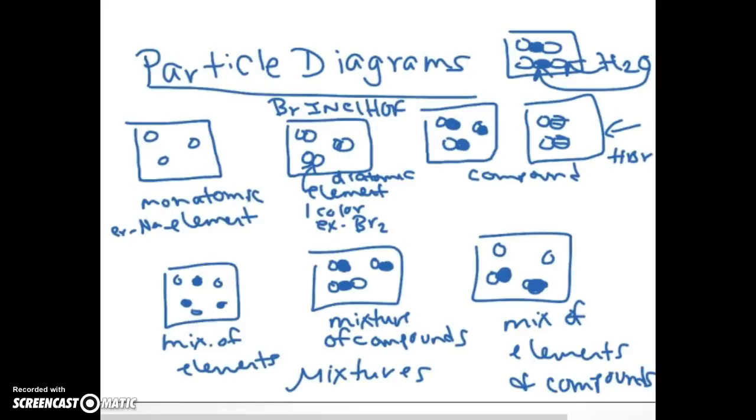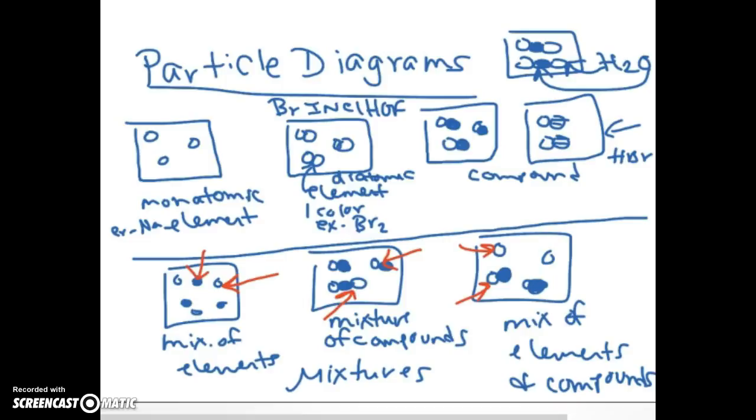Notice when we're representing a mixture, all the boxes on the bottom, you have to have at least two different types of patterns within the box. So for example, in this first box, there's the open circle, the dark circle, two different patterns. There's this compound and this compound, two patterns.